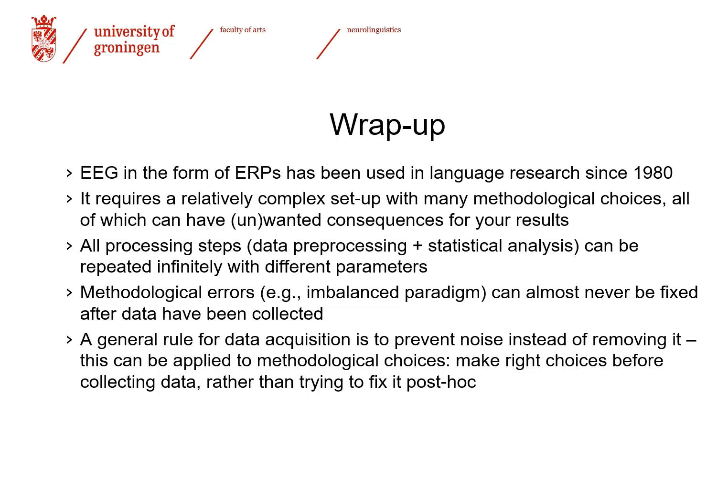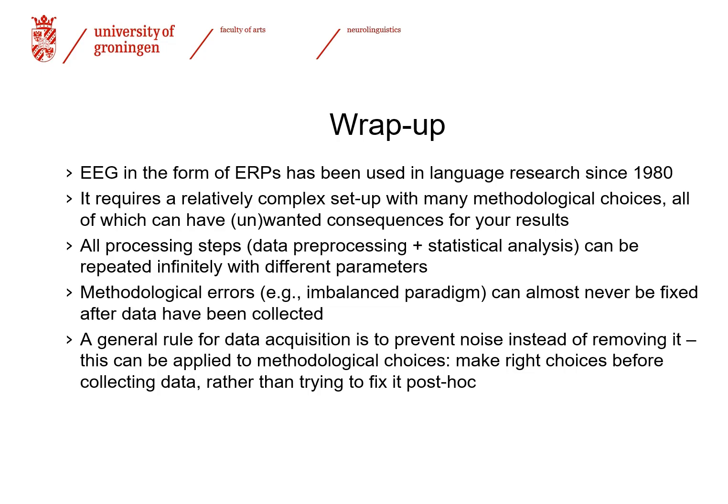So why did I focus today on the methodological choices rather than something else? Well, if you think about it, data pre-processing and statistical analysis, all these steps can be done as many times as we like. We can just tinker with it. We can change one parameter, and if it doesn't really work out, we can just repeat the whole process. But if you make a methodological error, such as an imbalanced paradigm or too few items per condition, we can almost never fix this. So we cannot really fix our data after we have done data collection.